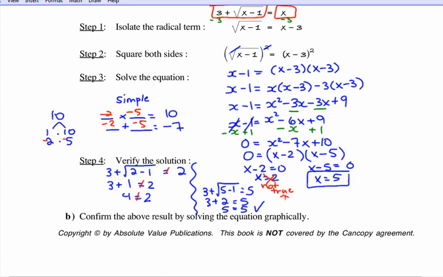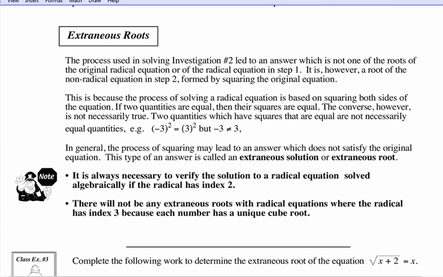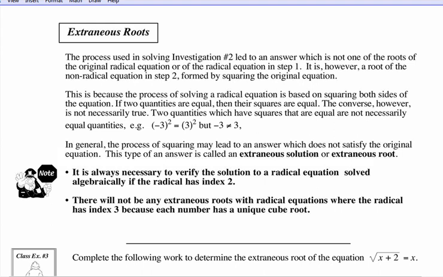Extraneous, like extraterrestrial or something. It's not from this world, right? It doesn't belong. So extraneous does not belong. It's the one that did not verify, work out to be true. So on the next page, it basically talks about, okay, what's extraneous? The extraneous solution, or the extraneous root, is the one that was false. The false solution is the extraneous solution.